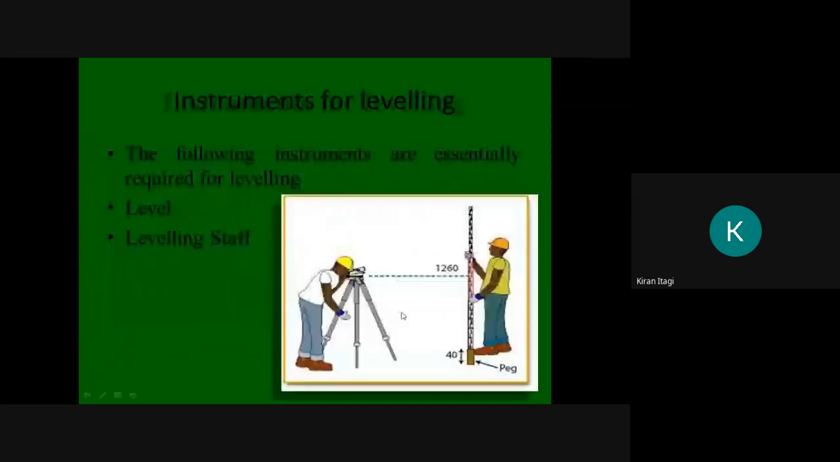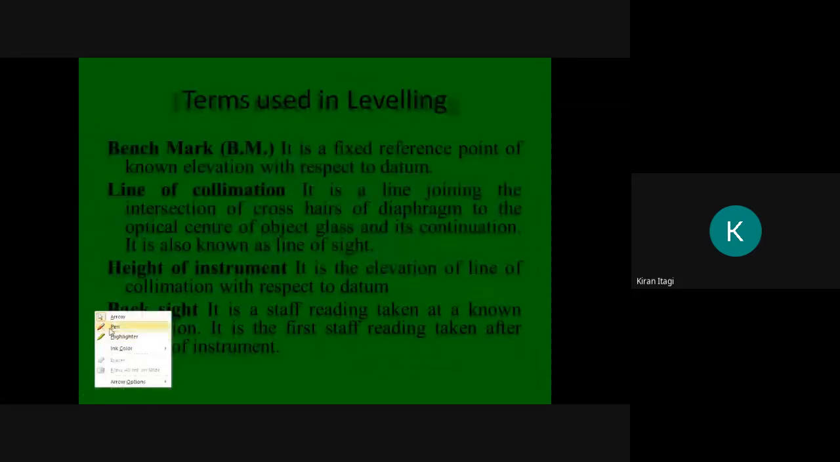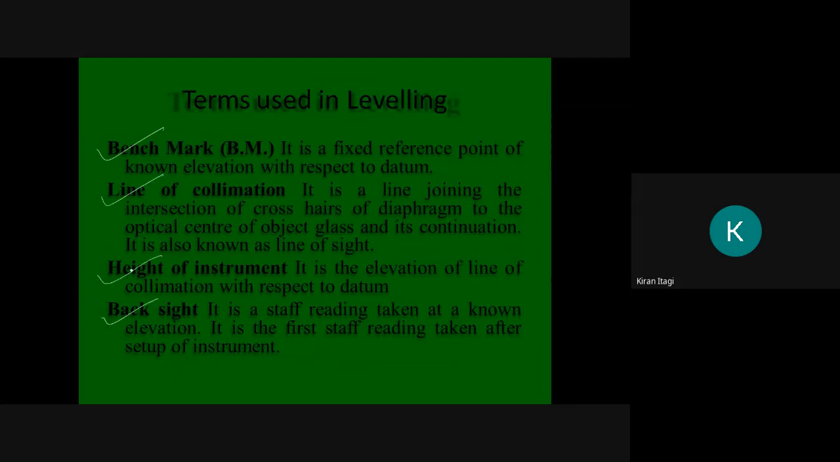Important terms are there, let's explain them. Another one is benchmark, line of collimation, height of instrument, and backsight. These are the most important things: foresight, backsight, and intermediate sight. There are three of them. Foresight means seeing forward.